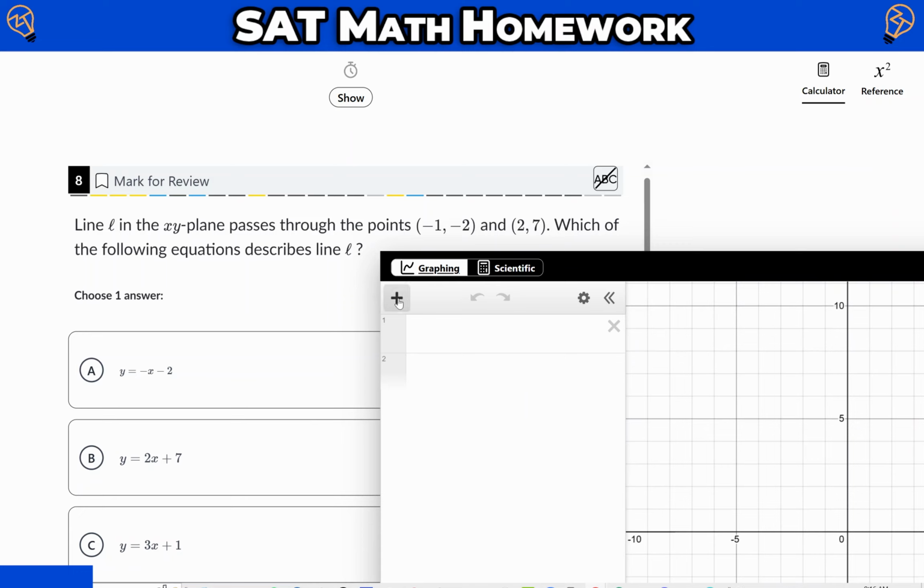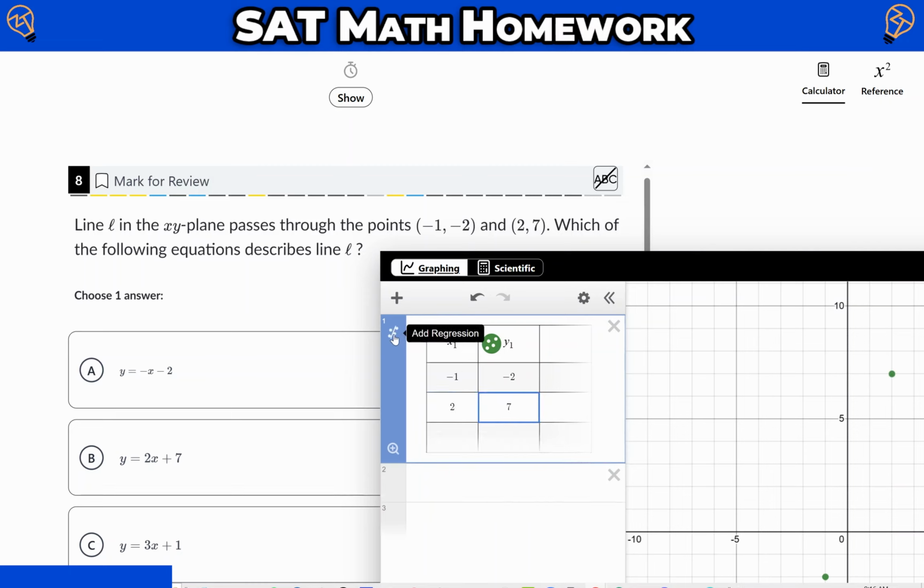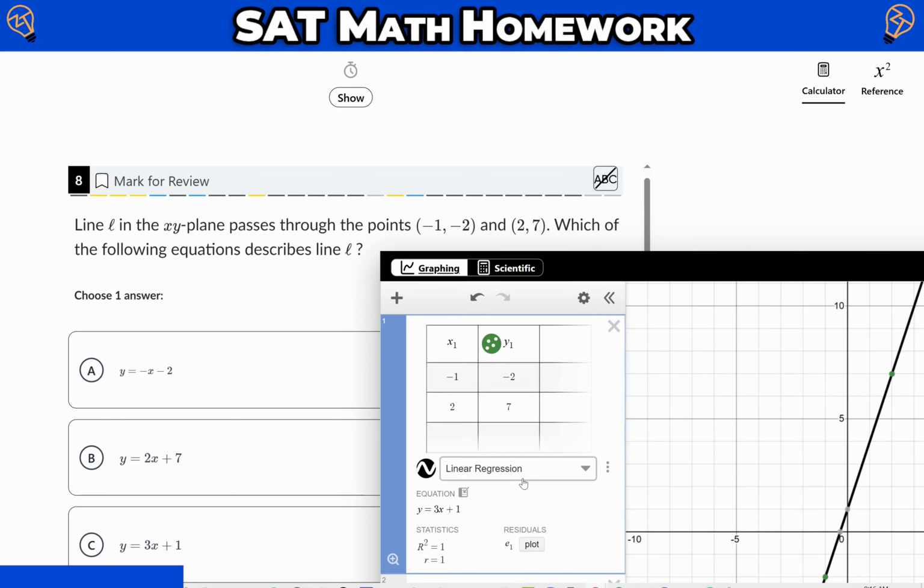We're going to go in and we're going to press plus, go to table, and then we'll type in these ordered pairs. So -1, and then I'm going to press either tab or I can press the right direction key. -2, I'm going to go down, left, 2, right, 7. So I'm just typing in these ordered pairs. Now I'm going to click on regression. By default, it goes to linear regression, which is good because that's actually what I want.